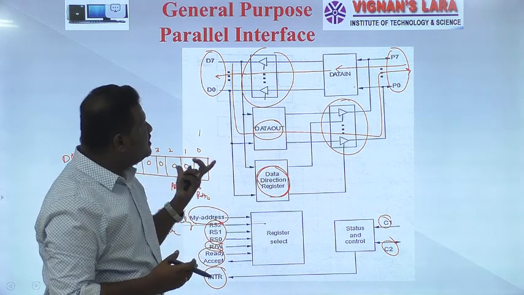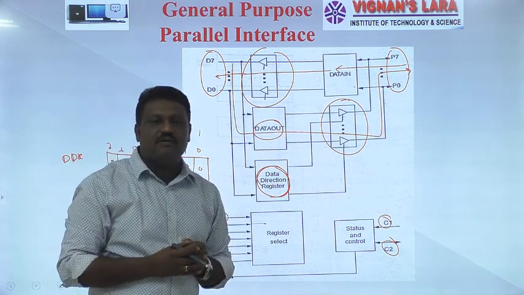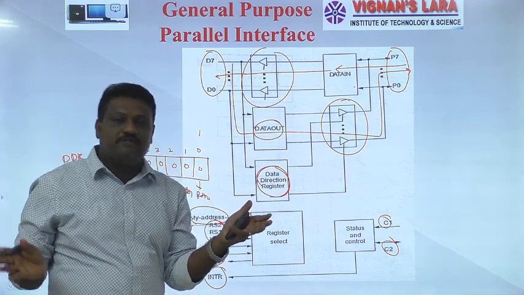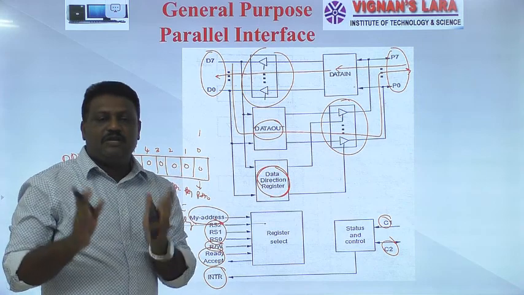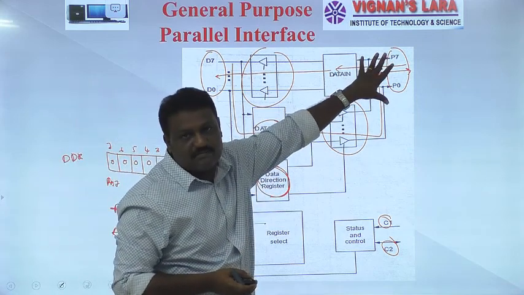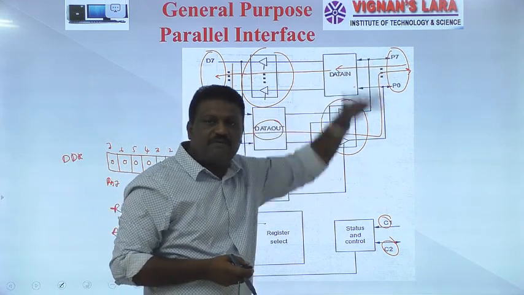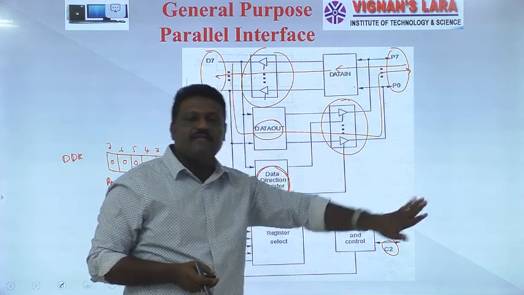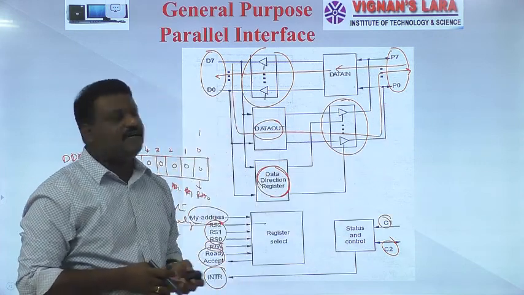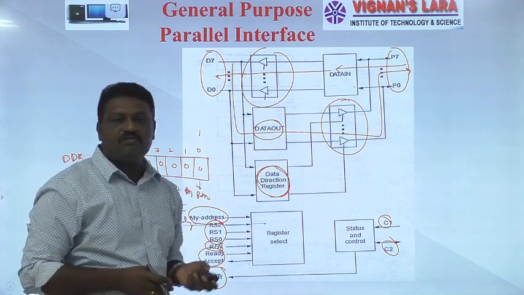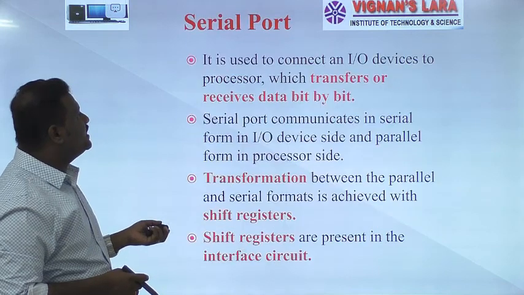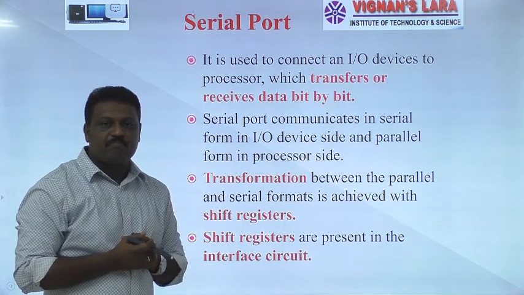So like this, this particular interface circuit is the best one for the processor to communicate with external devices with the help of only a single set of lines. But in the previous case, we had two sets of lines, one set of lines to receive data and another set of lines to transfer data. So this is about our general purpose parallel interface. I hope you understand this.